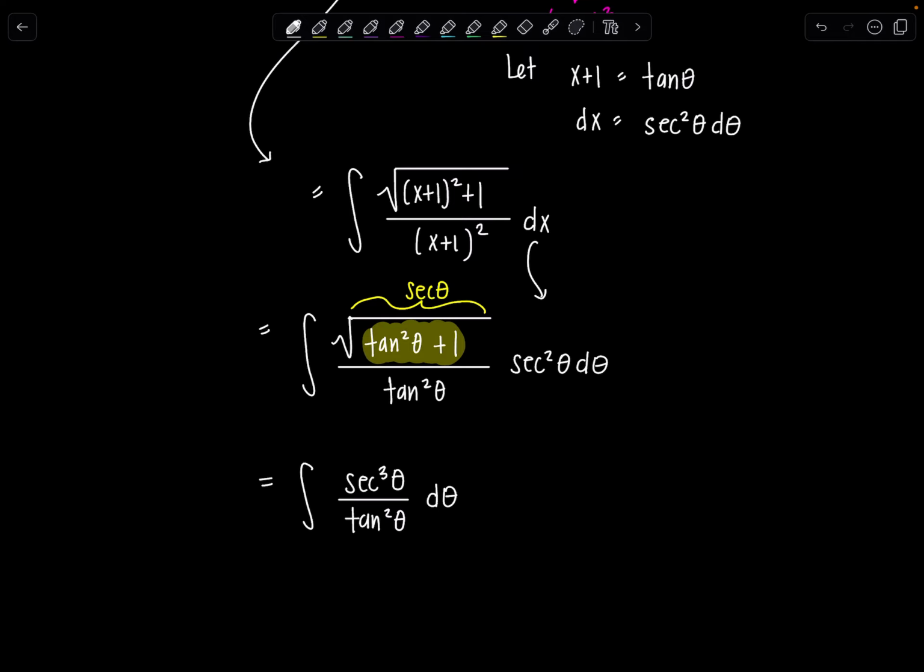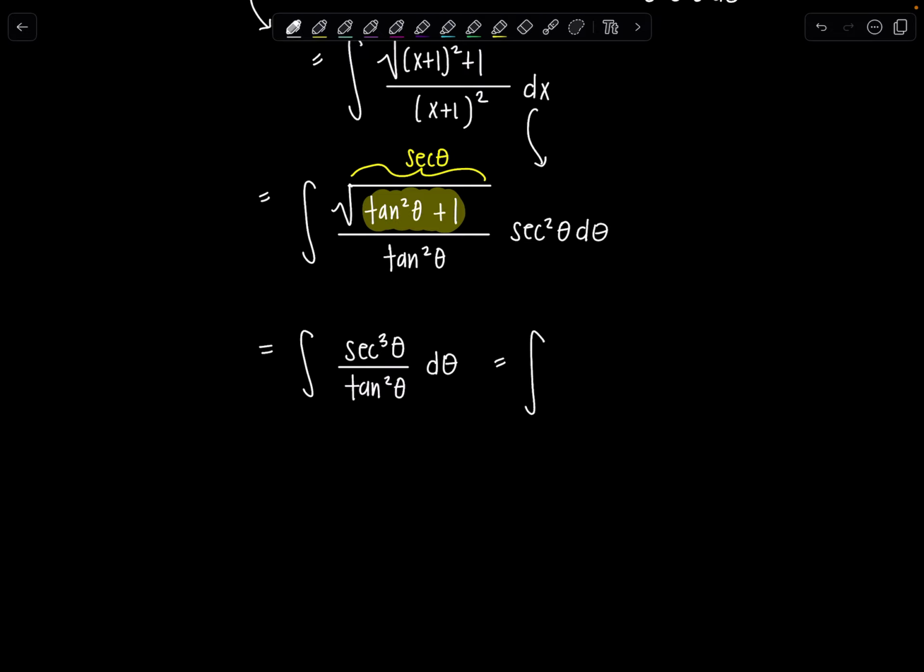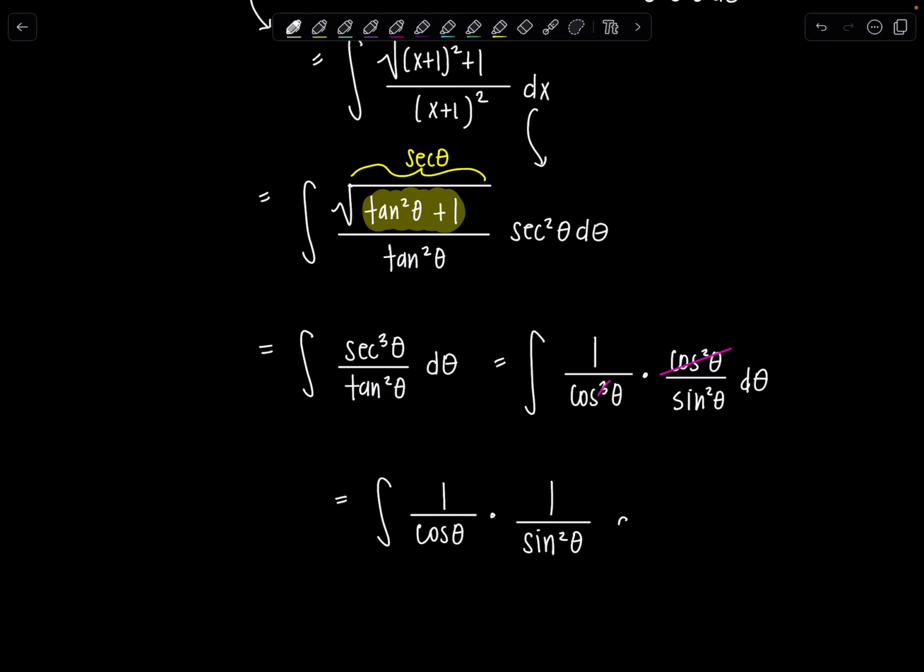Then the next thing my mind goes to is, okay, let's just rewrite everybody in terms of sines and cosines and then see if we can play around with it. So secant cubed theta, that's 1 over cosine cubed theta. And then tan squared theta in the denominator really is cosine squared over sine squared. So we've got cosine squared theta over sine squared theta d theta. Ooh, cosine squared cancels. Then I just have one cosine in the denominator. So this is 1 over cosine theta times 1 over sine squared theta d theta.